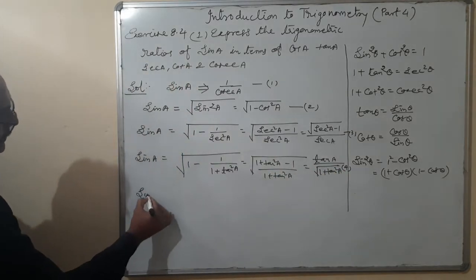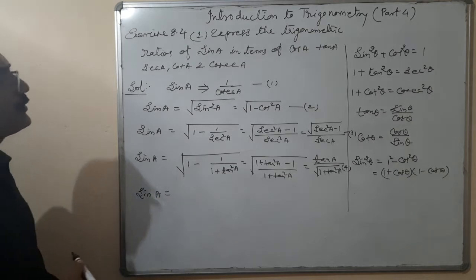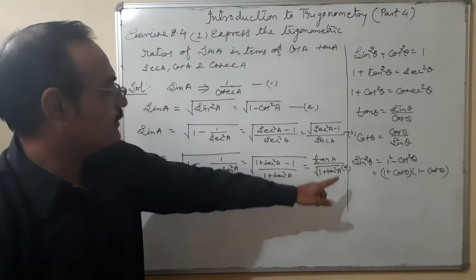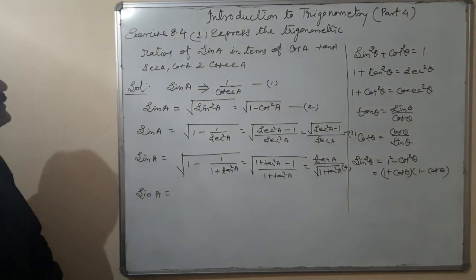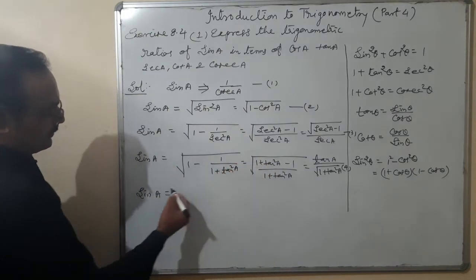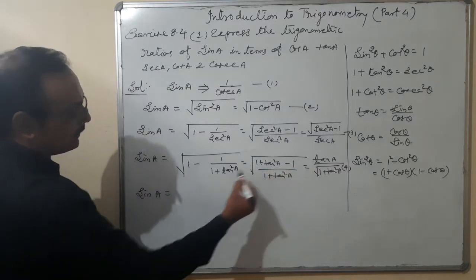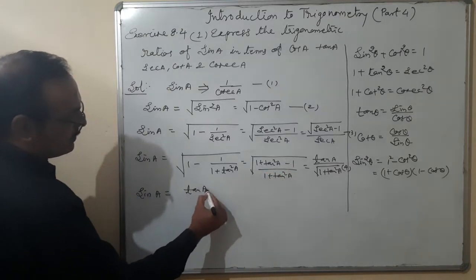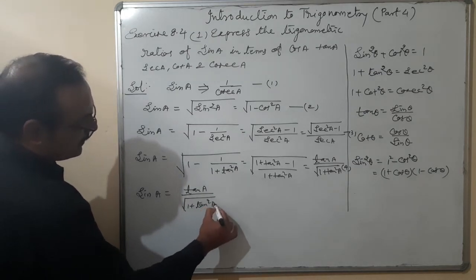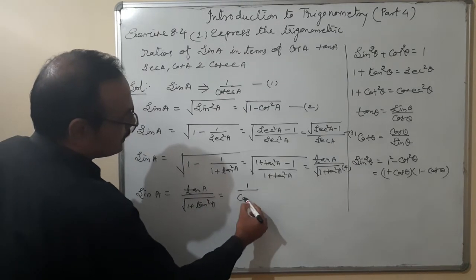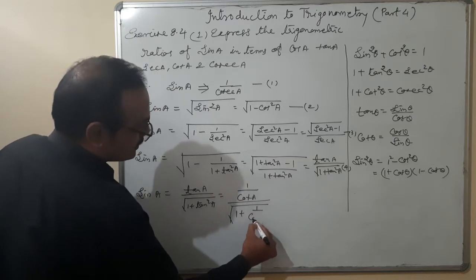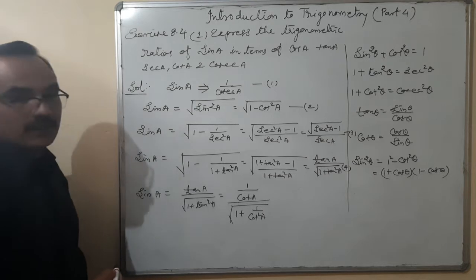Next, sin A, and I want to convert it into the form of cot A. See, we have converted cosec, second cos, third sec, tan, and now left is cot. So in cot A, how to convert it? Sin A is equal to tan A upon under root 1 plus tan square A. Tan A I can write here 1 upon cot A because tan A is a reciprocal of cot A. 1 plus 1 upon cot square A. Tan square A can be written cot square A.